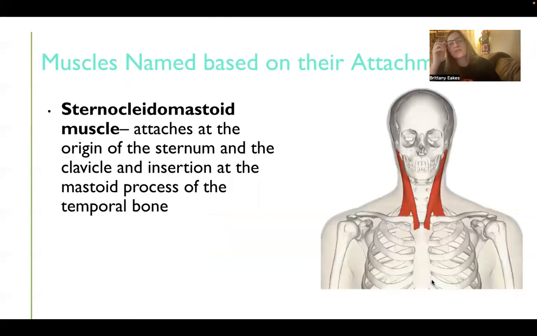Then we have muscles named based on their attachment. So we go back to the anterior cervical triangle, which is so integral to us as embalmers, and think about the sternocleidomastoid muscle, or the SCM muscle, which attaches at the origin of the sternum and the clavicle, and it inserts at the mastoid process of the temporal bone. So it's articulating with the sternum, the clavicle, and the mastoid process. So that's where it gets its name from.